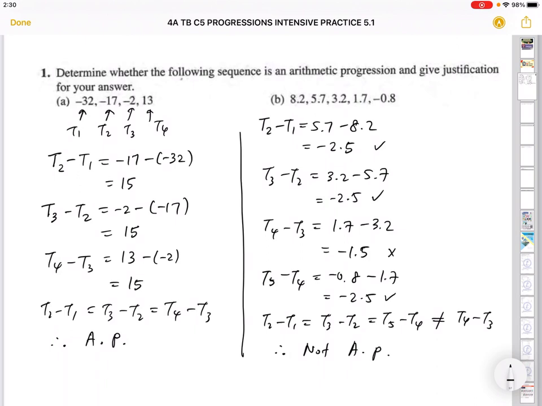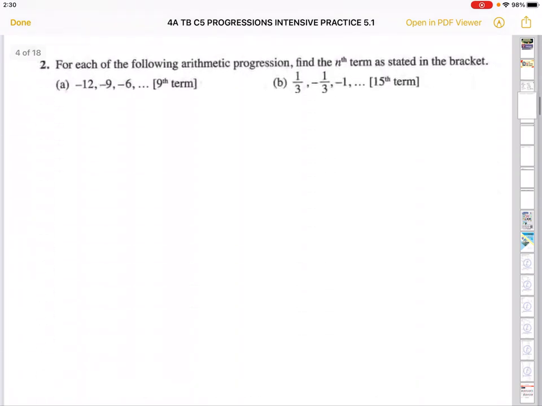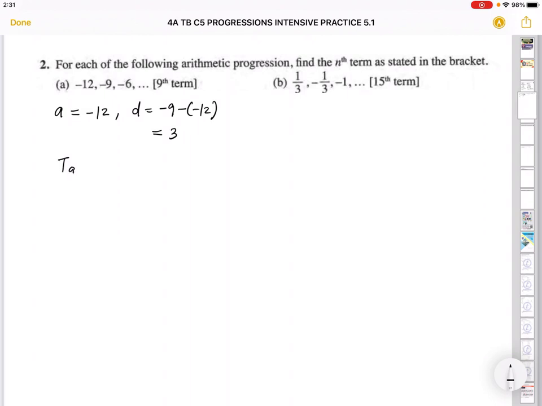Okay, moving on. Question number 2. For each of the following arithmetic progressions, find the nth term stated in the bracket. Alright, so to find the 9th term for the first one, let's identify our first term, A. A is negative 12. Remember, common difference is the second minus the first. You can use third minus the second, it's the same thing. So I'll use negative 9 minus negative 12. That means 12 minus 9. The difference is 3. So your 9th term will be A plus n minus 1 d. 8 times 3 is 24. 24 minus 12. The answer is 12.